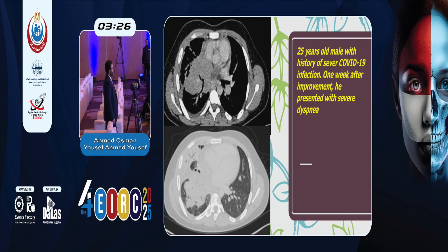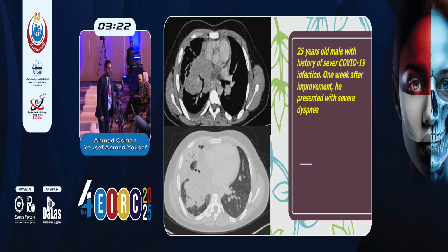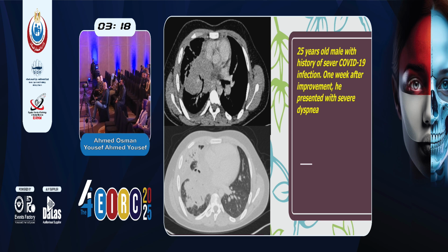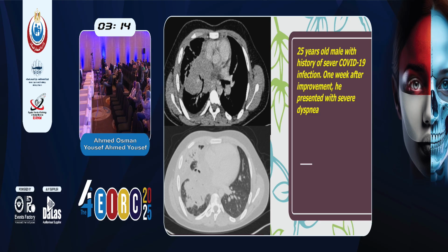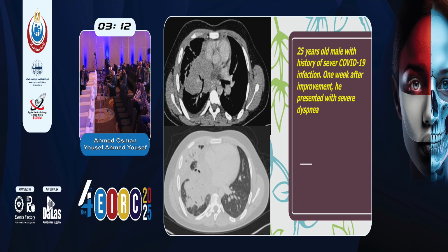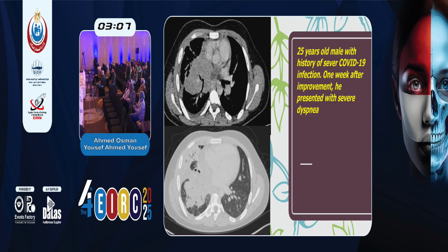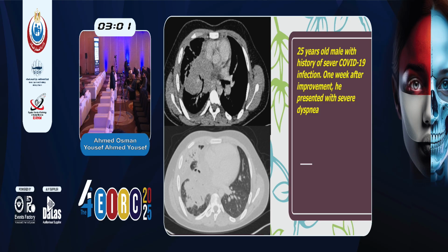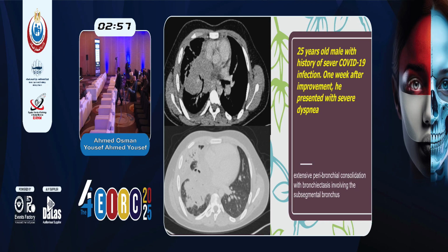Another issue. I see an area of consolidation with air bronchogram. He is immunocompromised due to COVID, so it could be superadded bacterial infection. Or fungal infection. Fungal infection is one of the infections that can be presented radiologically by masses.